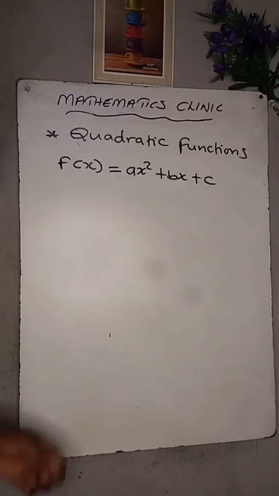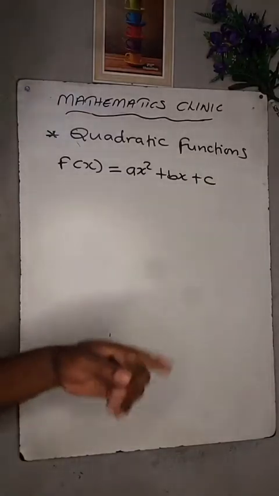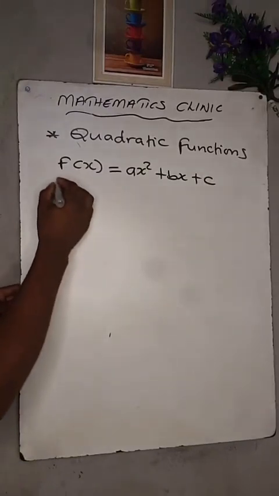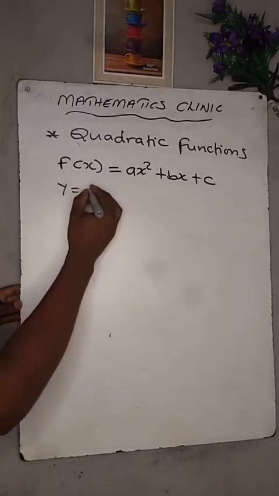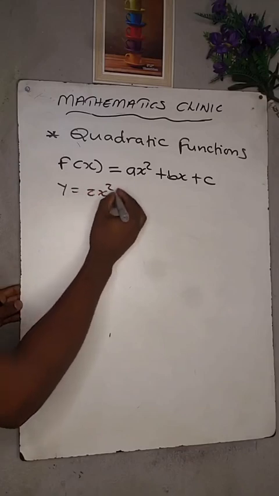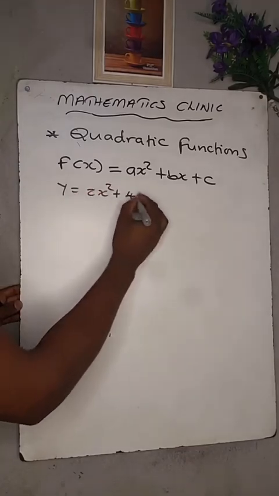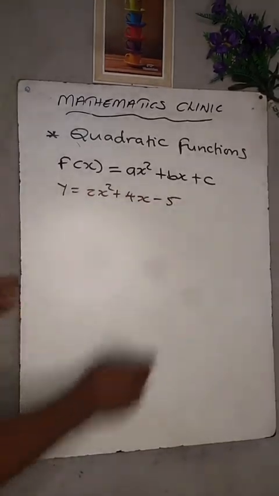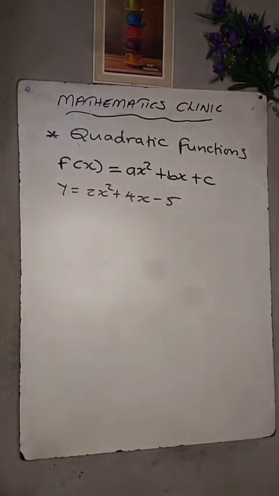We are saying, given that the functions, I'll use the same functions. So given that the function y is equal to 2x squared plus 4x minus 5. Now they're saying determine the x coordinate of the turning point. So how do you find the x coordinate of the turning point?